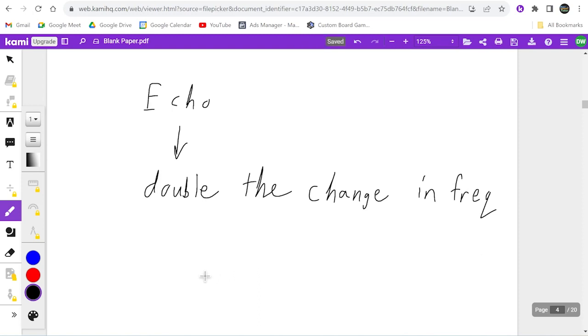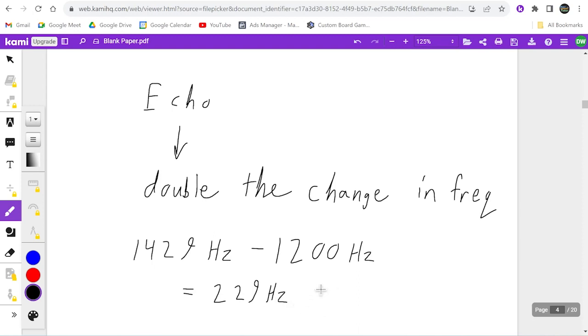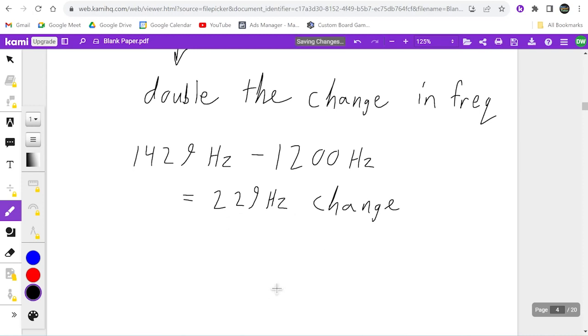So what does that mean? Well, the first answer I got was 1429 hertz. And if I want to find the change, I'm going to subtract it from the original 1200. So in other words, I get 229 hertz. That was the change in frequency for the cave. And now what I'm saying is, because this is a symmetrical case, because the train's going one way, bounces off, coming back, everything's symmetrical here. So you just have to double the change, times 2.